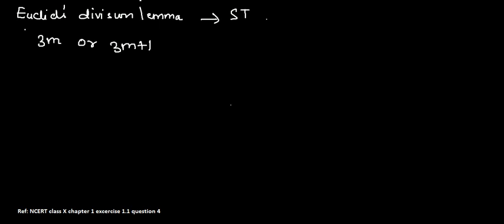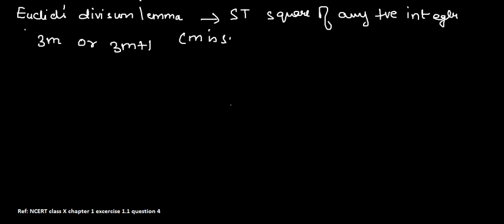Show that the square of any positive integer is either 3m or 3m plus 1, where of course m is some integer. Okay. Now let x be any positive integer.